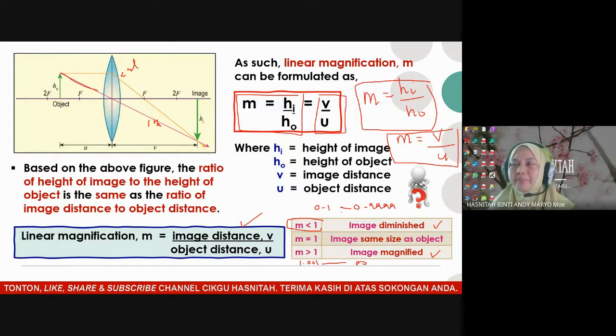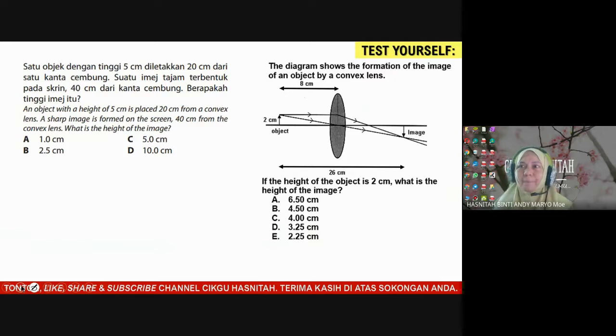Very simple. How to find magnification? Height of image divide height of object, or image distance divide object distance. M less than 1, image diminished, smaller. Equal to 1, same size. Greater than 1, image is bigger than the object, or magnified.